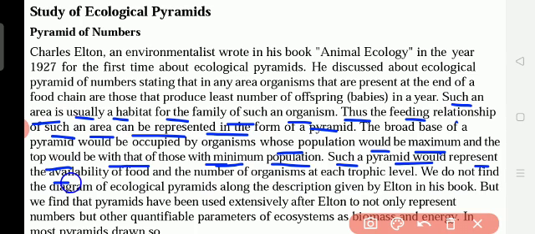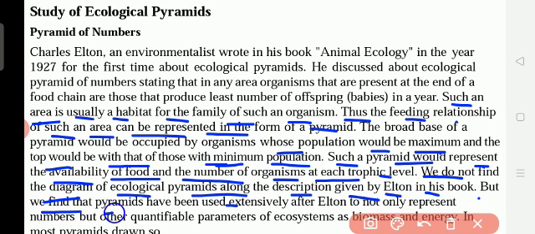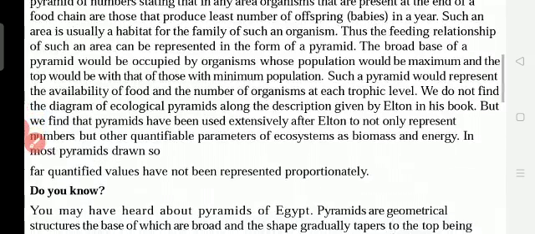Such a pyramid would represent the availability of food and the number of organisms at each trophic level. We do not find a diagram of ecological pyramids along with the description given by Elton in his book. But pyramids have been used extensively after Elton to represent not only numbers but other quantifiable parameters of the ecosystem, such as biomass and energy, in the pyramid shown below.